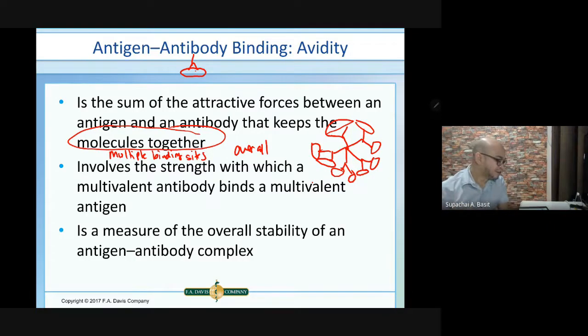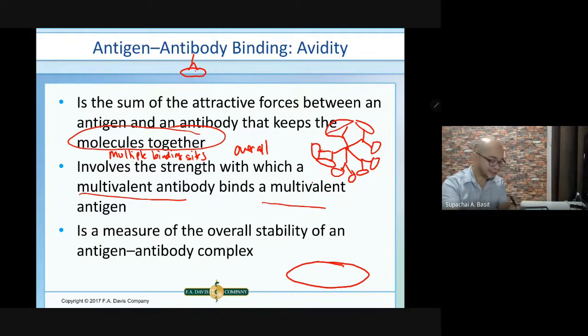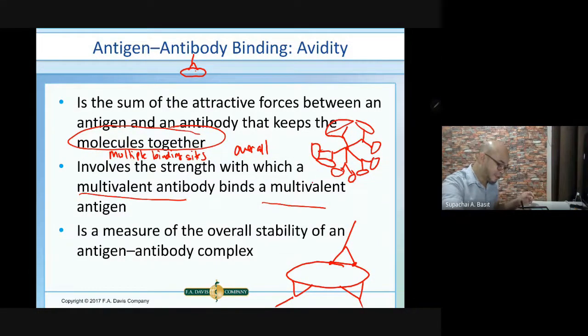Okay, because it involves the strength in which multivalent antibody binds with multivalent antigen. So for example, you have here an antigen. An antigen would have several epitopes. So there would be several antibodies that can bind with an antigen. Or there's even a possibility that one Fab will bind to this antigen and another Fab will bind to this particular antigen. Do you get my point?